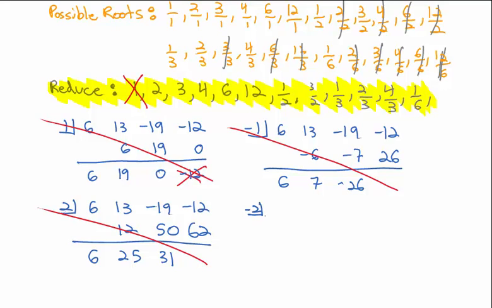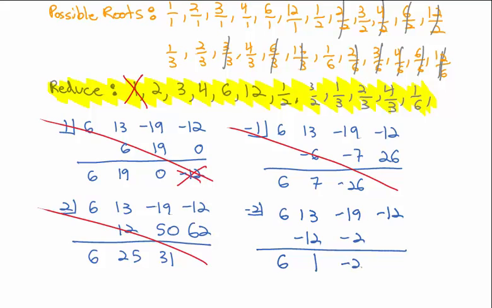So that one's out. 2 doesn't work. We'll try negative 2. 6, 13, negative 19, negative 12. Bring down the 6. Times negative 2 is negative 12. 1 times negative 2 is negative 2, which gives us negative 21. Times negative 2 is 42. That's not going to give us 0 either. So 2 and negative 2 both don't work. They are out.